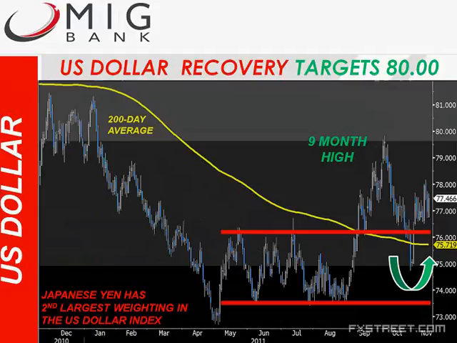And just at the end, US dollar recovery targets 80. We're starting to move up to that 9-month high area, and keep in mind that we're going to, I believe, see up to 30% gain in value on the US dollar, on the dollar index. Keep in mind that the currency weighting on the US dollar, the second largest weighting in the US dollar, is Japanese yen. So if we do see a massive turn in Japanese yen weakness, that will really be positive for the US dollar.